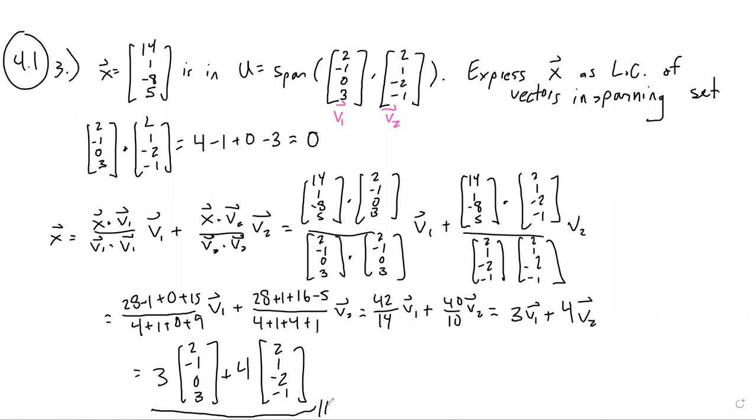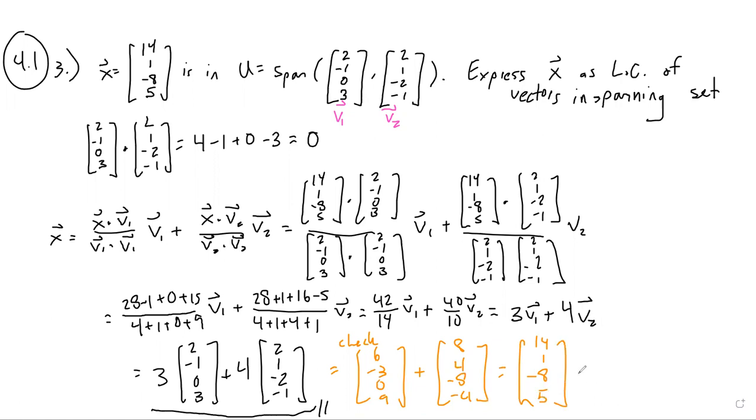That's the linear combination. And we can go just one step further and do a little check by actually working this out. So what do we get? 6, negative 3, 0, and 9, plus 8, 4, negative 8, and negative 4. And we add those together. I get my 14, 1, negative 8, and 5. And that is exactly x.